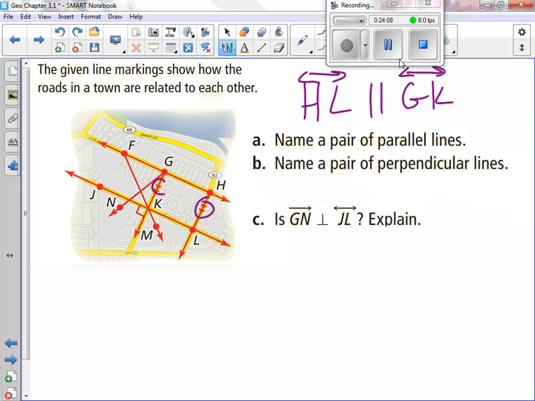Since we have our parallel line markers for these two here, we can say that these are parallel. Now, at this point here, we can't assume that GH or HF or any of those on that line and JL are parallel, because it doesn't tell us that they are. Not at this point, anyways. There's ways that we'll eventually be able to show that those are parallel, but we can't do it at this point.